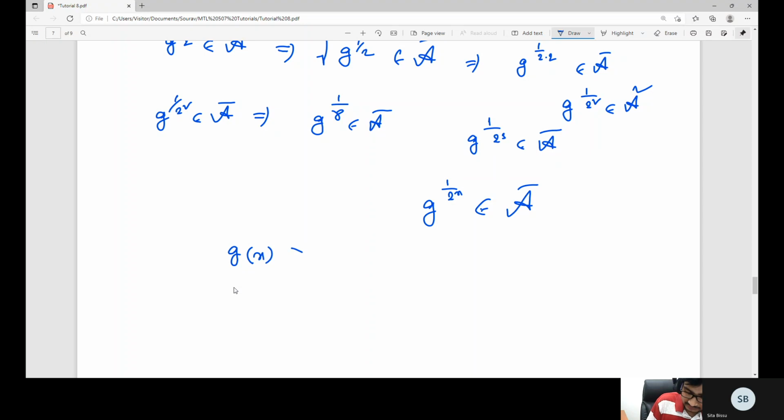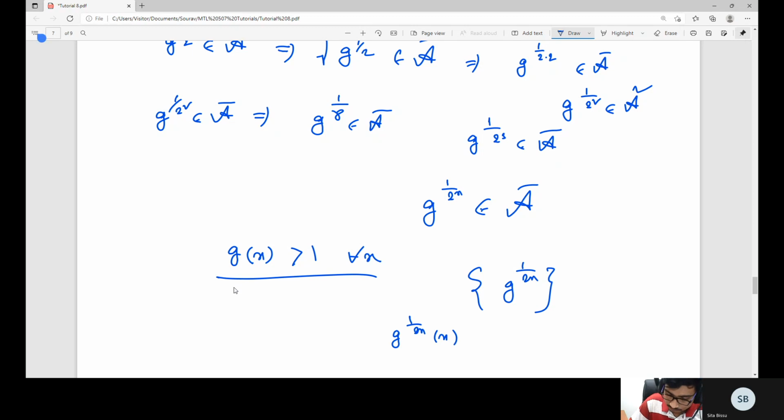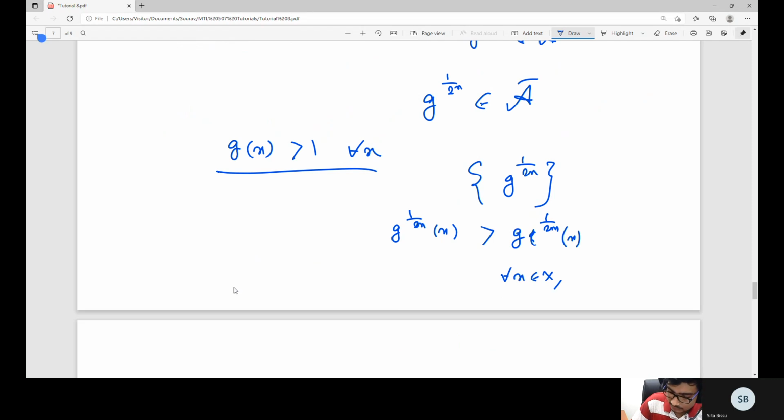Now you have g of x greater than 1 for all x. If you consider this sequence of functions, g to the power 1 by 2^n, you will see that g to the power 1 by 2^n of x is greater than g to the power 1 by 2^m of x for all x in X, whenever m is greater than n. When m is greater than n, g to the power 1 by 2^n of x is strictly greater than g to the power 1 by 2^m of x, because this value is always strictly greater than 1. When a number is greater than 1 and we take its square root, it becomes smaller, but when it is smaller than 1, it becomes bigger, right?